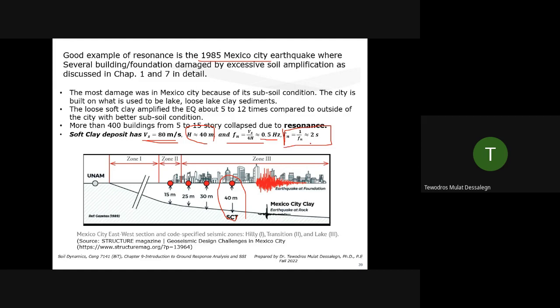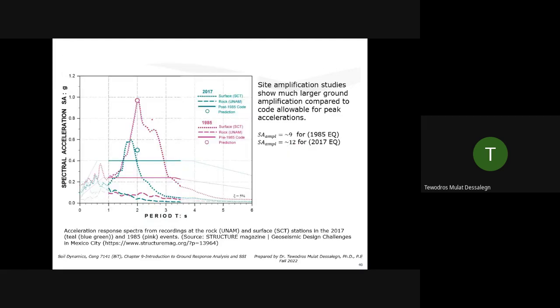Those structures closely matching 2 seconds in fundamental period were severely damaged, especially buildings from 5 to 12 stories, 5 to 15 stories. And there was huge amplification in the motion because of resonance, anywhere between 5 to 12 times the rock motion. So that's what we have seen.